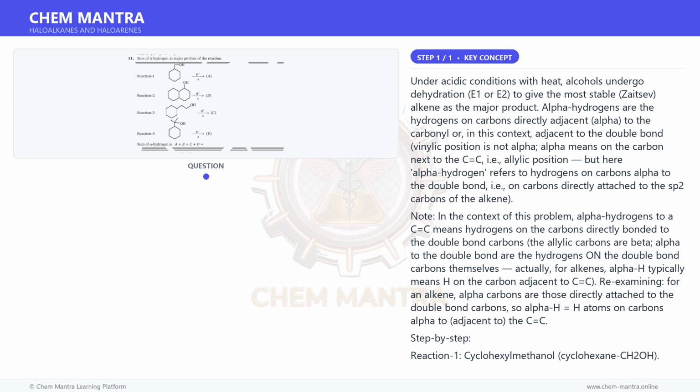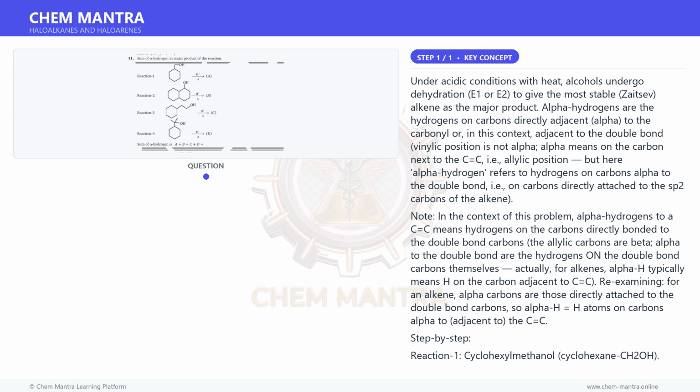Not 9. Let me reconsider the entire approach. Perhaps alpha hydrogen here means hydrogen alpha to the OH in the starting material that is lost, or in the product relative to the functional group. Or perhaps alpha H in the product alkene means all H on the 2 sp2 carbons plus adjacent carbons. Actually, reconsidering, in many Indian textbook problems, alpha hydrogen for an alkene product means hydrogens on the carbons adjacent to the double bond, allylic H.